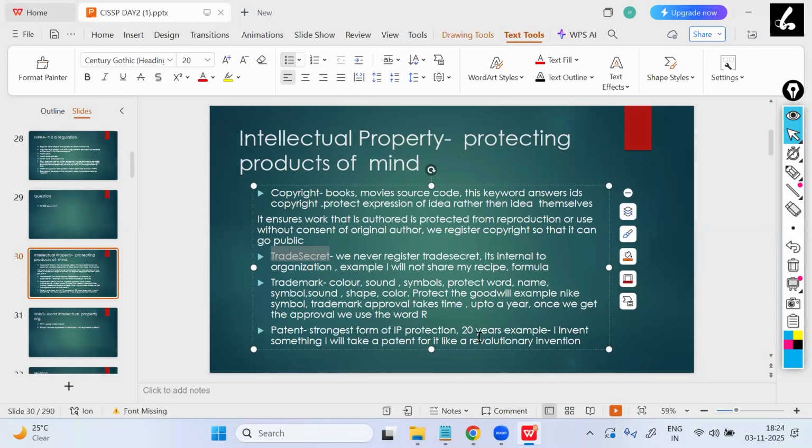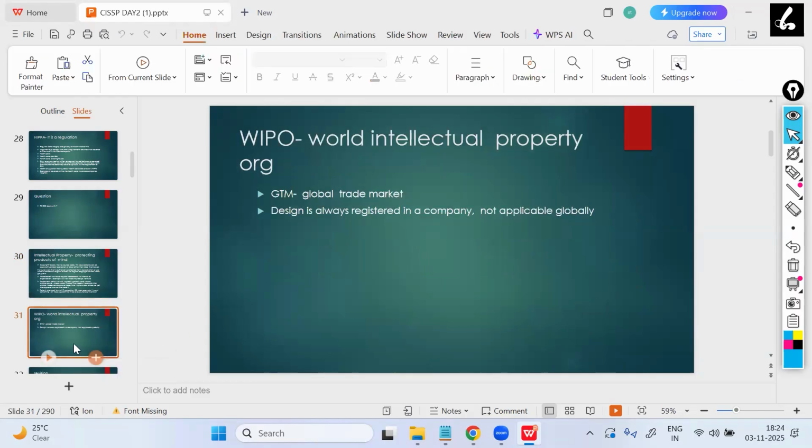If you're making an automobile product and you use certain technology, let's suppose you are Honda and you find out a way where your car can run using hydrogen, you will have the patent for it for 20 years and you will make money. After 20 years it can go public and other people can start using it. So patent is the strongest form of IP protection. If you invent something, you take a patent. If you have invented something revolutionary, you will take the patent and make money with it for 20 years.